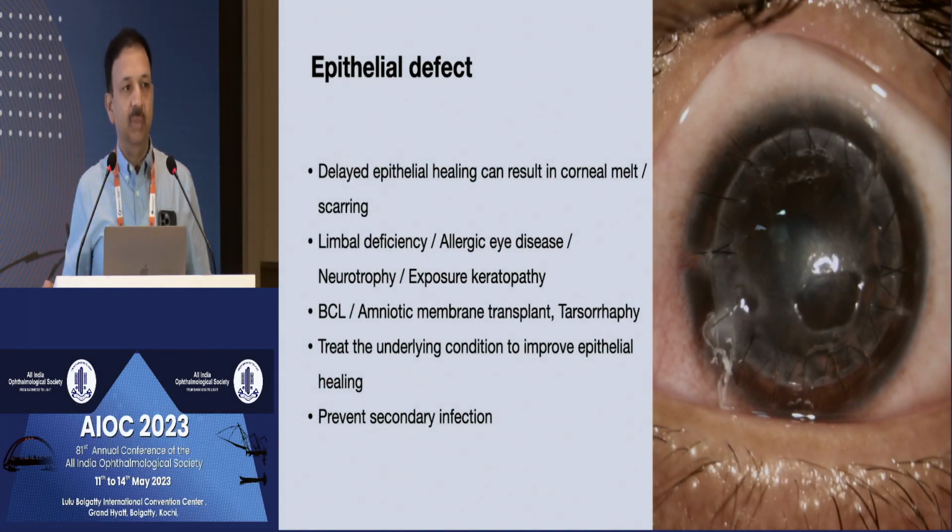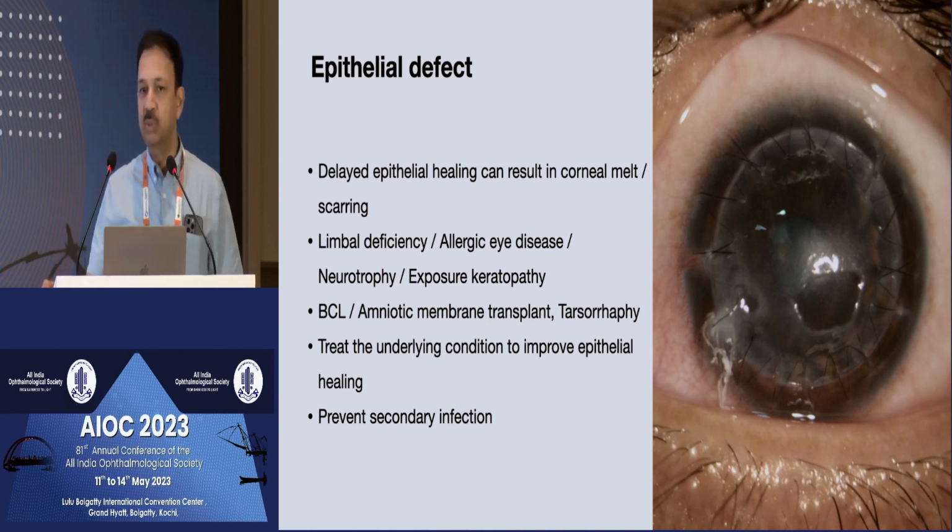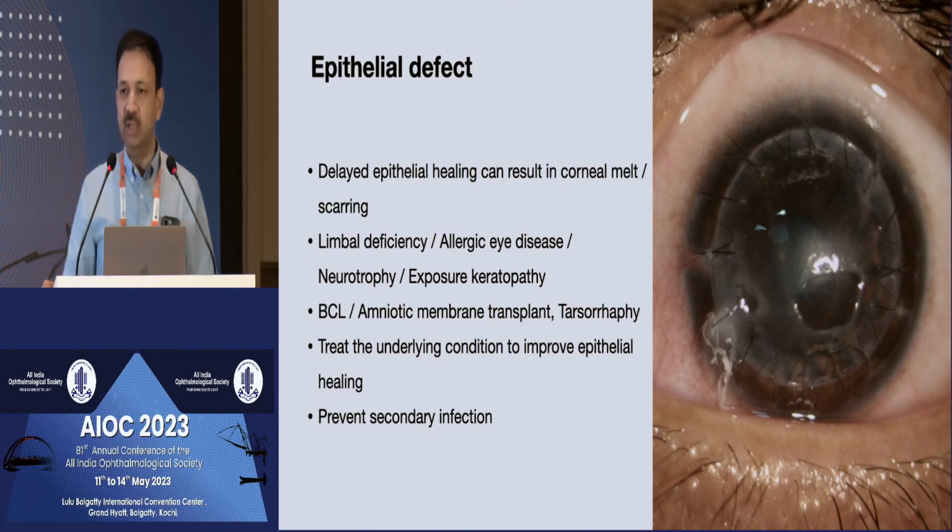So some of the common emergencies that you come across, one is post-operatively, especially in the early post-op period, you can have a non-healing or a persistent epithelial defect. Identification and management of this is important because if not, it can result in stromal melt and perforation and also predisposes to secondary infection.